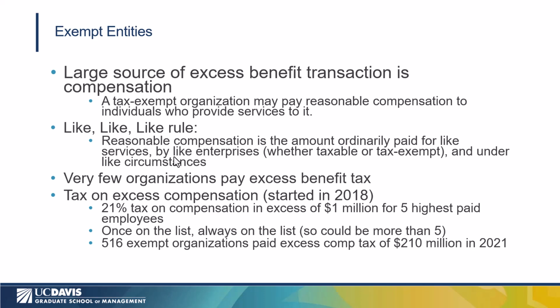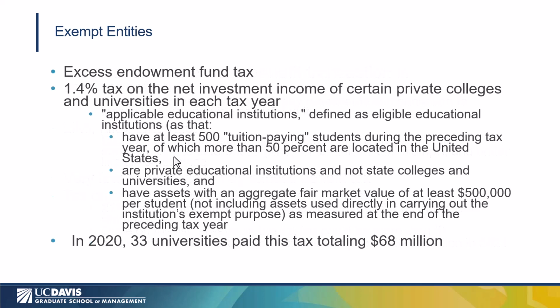So it could be more than five people, because once you're on there forever. As it turns out, there were 516 exempt organizations that paid excess comp tax of $210 million in 2021, which was the latest data I could get from the IRS on this particular tax. So you can see that it's not inconsequential, right? It's $210 million. I mean, look, that's relative to the federal budget, that's not very much. But you can see that 516 exempt organizations are in fact paying this tax. So they're compensating their people more than $1 million a year.